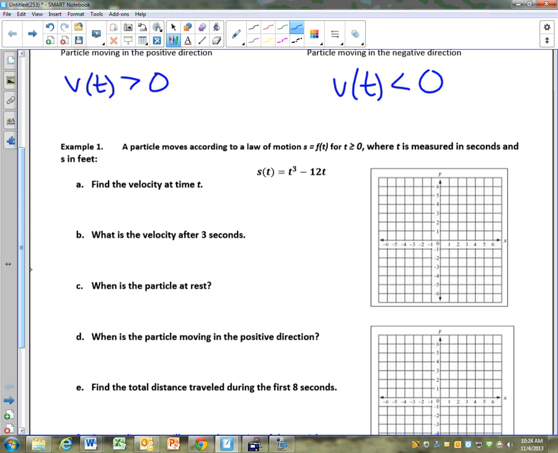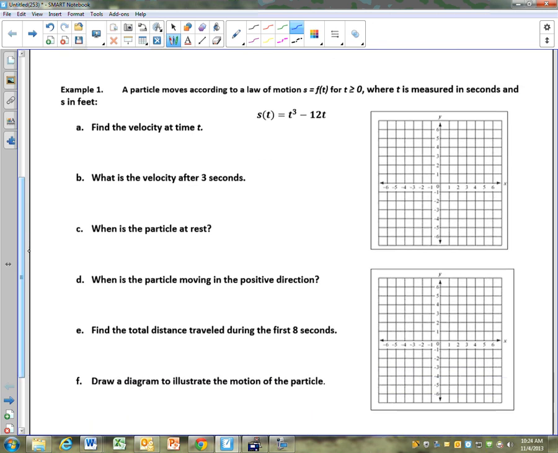So, let's give this a shot. It says, example 1, a particle is moving according to the law of motion S equals F of t for t greater than or equal to 0, where t is measured in seconds and S is in feet. Okay? This is our function. It tells us where we're at a given time. Okay? First of all, I just want you guys to have this understanding.